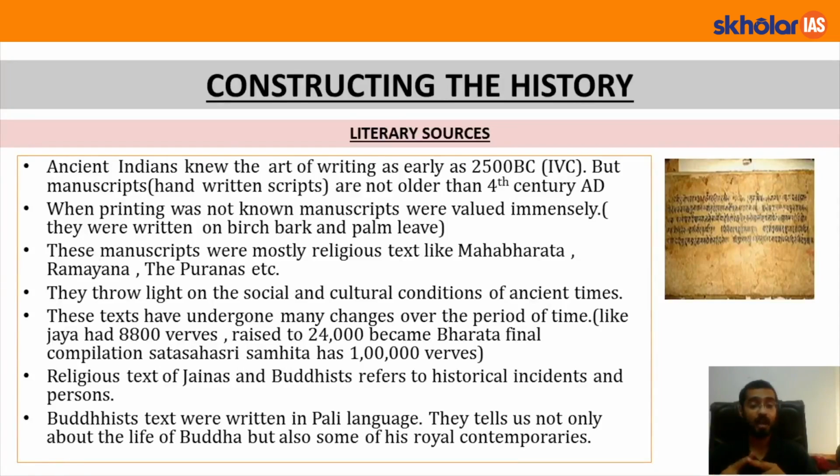The religious texts of the Jains and Buddhists refer to historical incidents and persons, like the Jain text Bhagavati Sutta and the Buddhist text Anguttara Nikaya, which mentions the existence of 16 Mahajanapadas in the period following the later Vedic age. So I hope this is clear. Buddhist texts were written in the Pali language. Pali was the language of earliest Buddhism, that is Hinayana Buddhism. They tell us not only about the life of Buddha but also of the life of royal contemporaries. These royal contemporaries extended their support to Buddhism, and it is mentioned in their texts. So this throws considerable light upon the religious inclination of the royal dynasties.